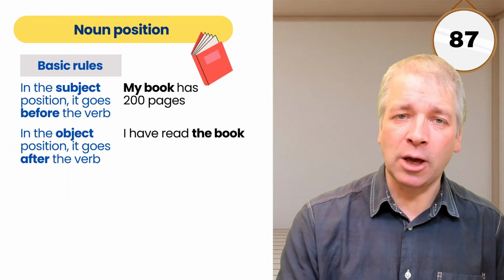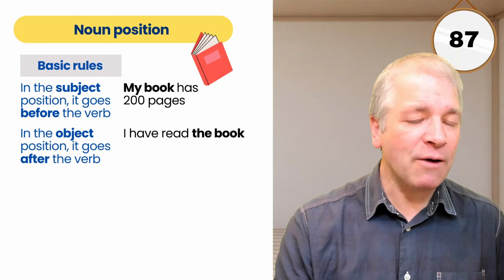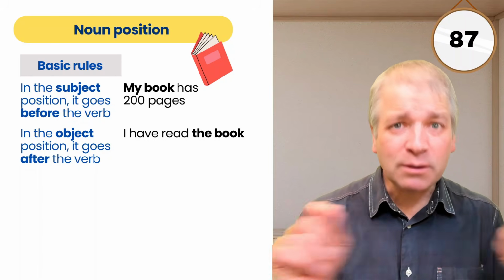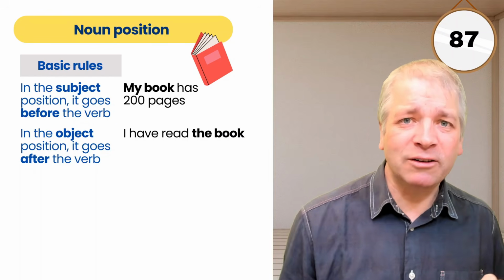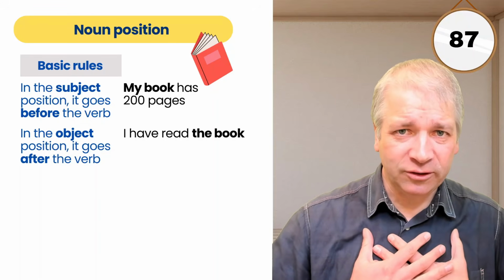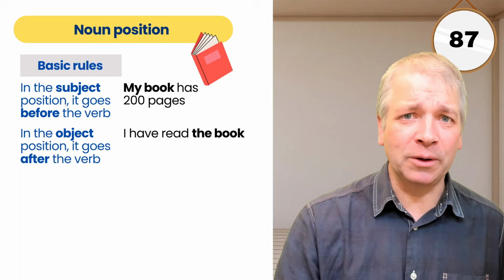But a noun could also go after the verb in the object position. For example, I have read the book. And in this type of sentence, the book is the receiver of the activity. The activity I do is reading. What do I read? The book.